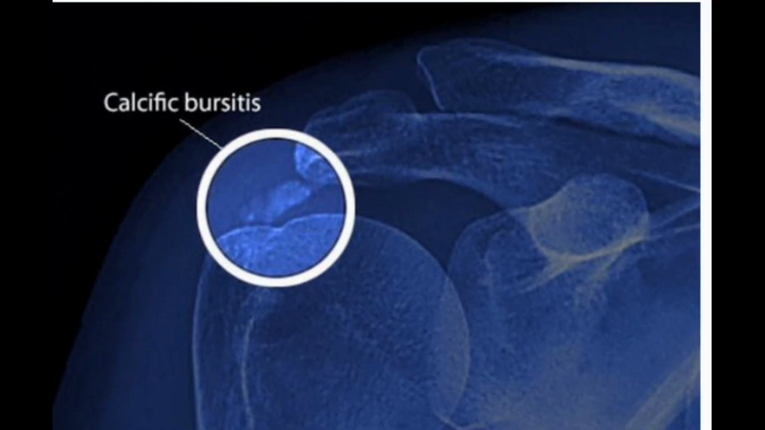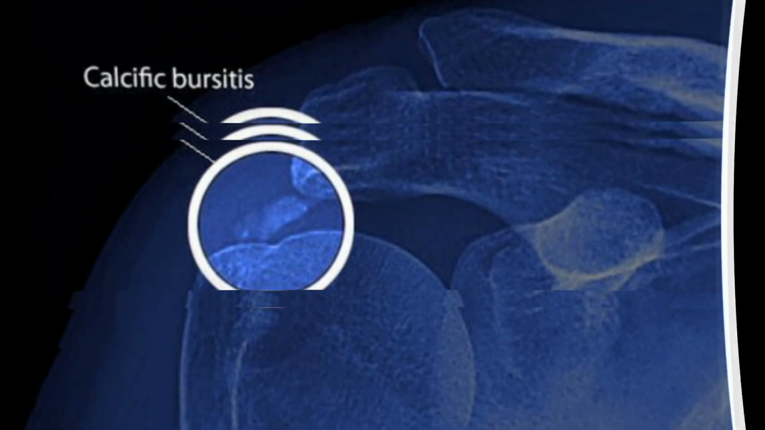9. Calcific bursitis. Calcific bursitis refers to calcium deposits that build up in a bursa and cause pain and inflammation. Calcific bursitis of the shoulder is the most common, but the hips, knees, wrists, and elbows may also be affected. Calcific bursitis may be associated with buildup of calcium deposits in nearby tendons as well.